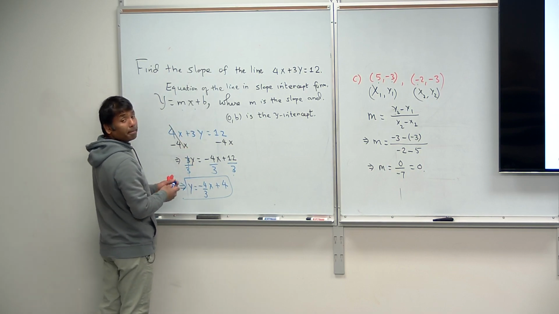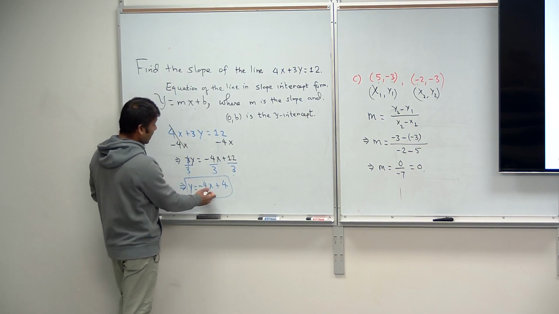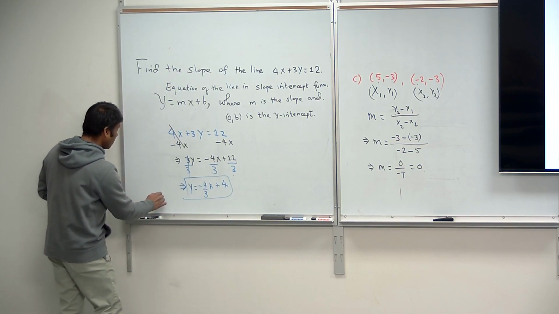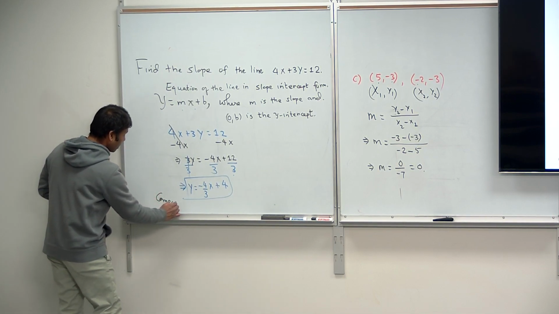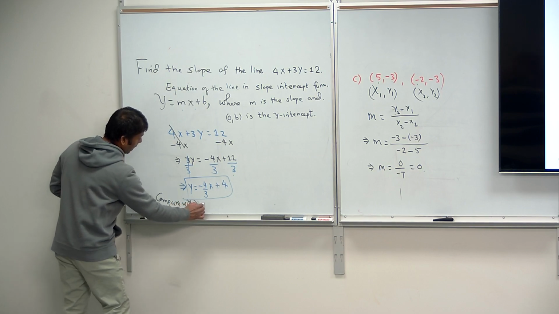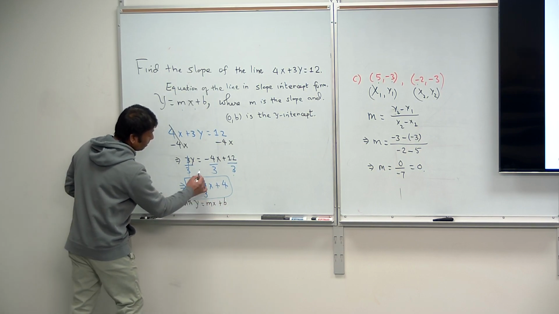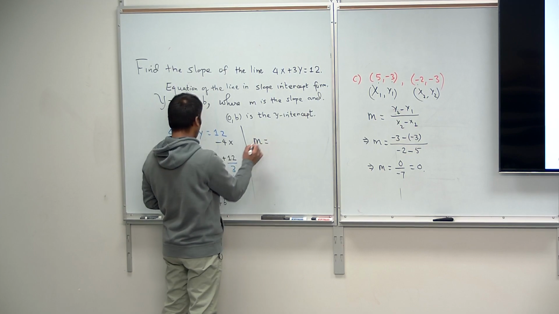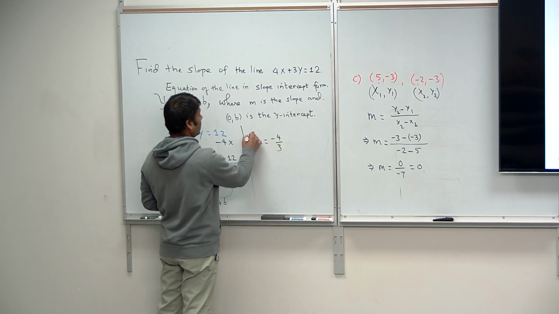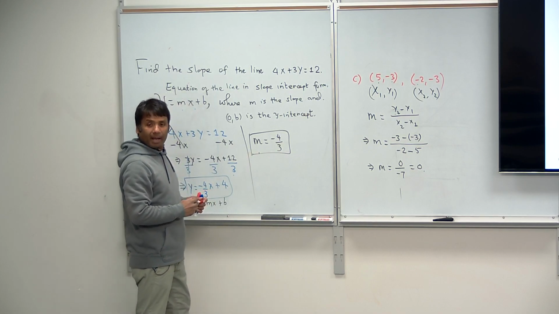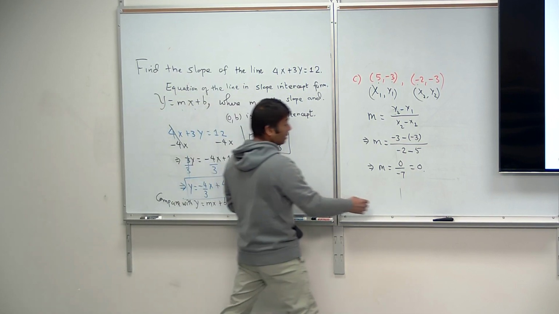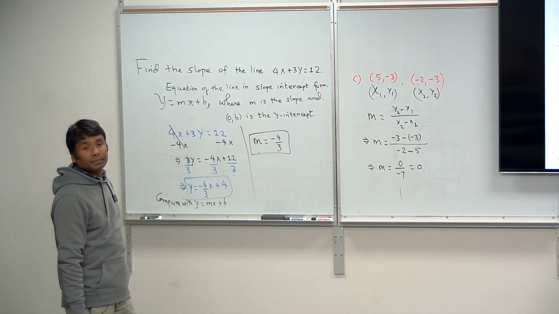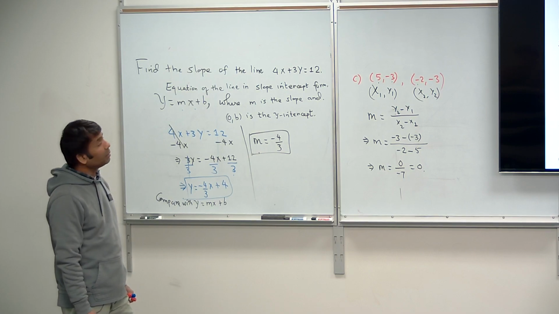What is the value of m? You compare this with what? You compare with y equal to mx plus b. What is the value of m? Yes. So the m, which is the slope, is negative 4 over 3. Did you get it? Good. You got it, right? Simply solve for y.